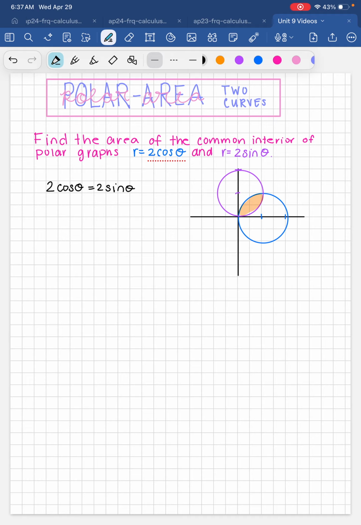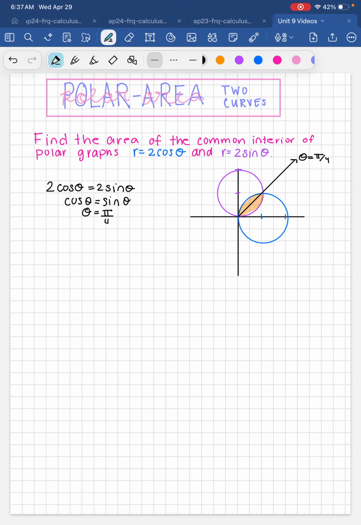Divide out the 2 on both sides, and you get cosine theta equals sine theta. You have to be pretty good with trig. You have to know when sine and cosine are equal to each other. In the first quadrant, that's theta equals pi over 4. So this ray right here in black makes an angle theta equals pi over 4.